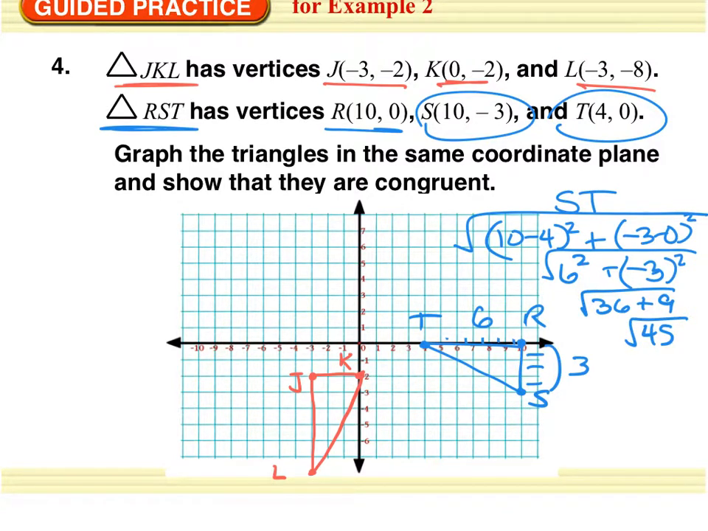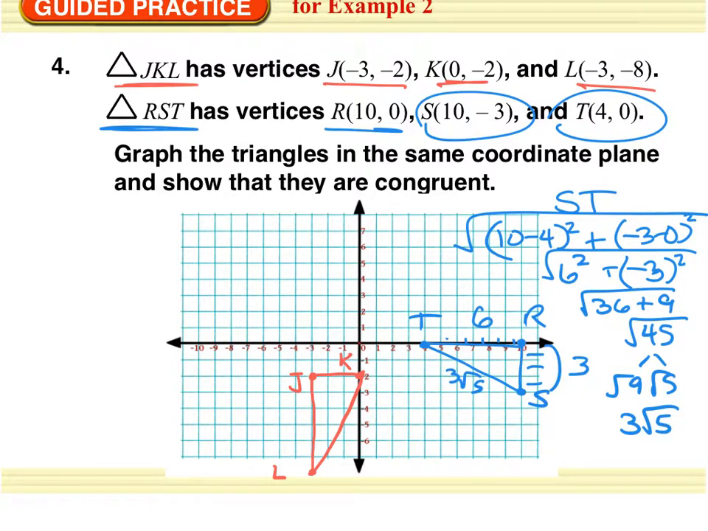Now, if it only asks you to say if they're congruent or not, we really technically don't need to break this radical down. I just need to see if the length of LK gets square root 45. However, if they ask you to find the length of ST, you would need to leave this in simplest radical form. So here, 3 square root 5. That's the length of ST.